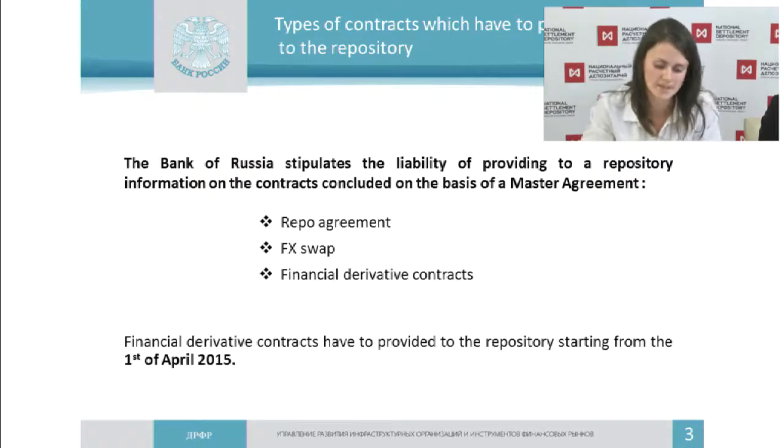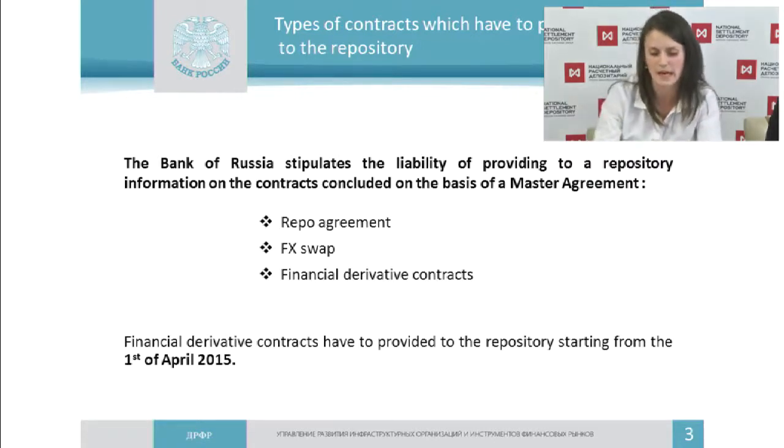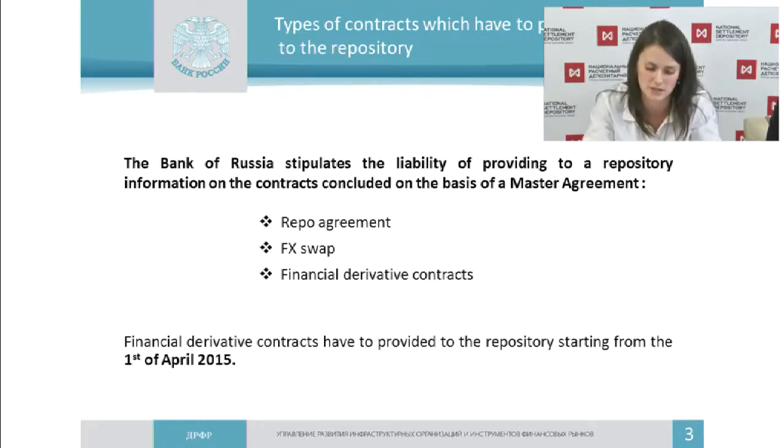I'd like to say a few words about CSA. CSA are not included in the list of contracts, the information on which should be sent to the repository. At the same time, the Bank of Russia has been working to include information on CSA in the repository. In future, CSA will be able to be included in close-out netting. These contracts will not be qualified as financial derivative contracts.